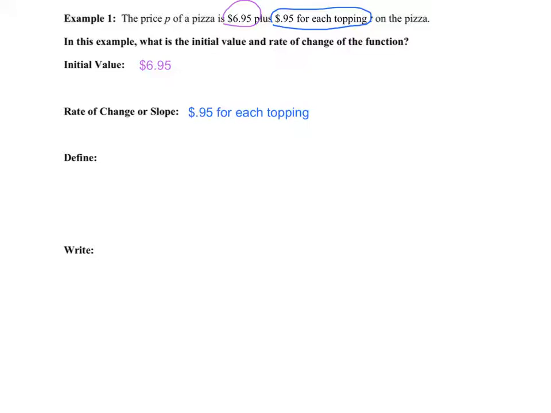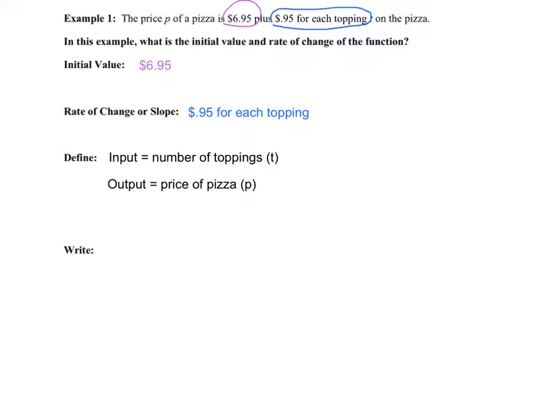Our next step is to define our input value and our output value. So what's our input? What is going to change the output? Well, each topping. So our input is the number of toppings, which is T. However many toppings we have is going to change the price of our pizza. Therefore, our output is the price of pizza, the P value.